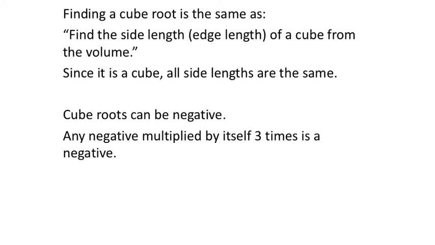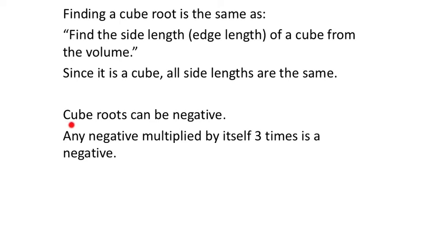So finding a cube root is the same as finding the side length or edge length of a cube if they give you the volume of that cube. Why would you have the volume without the side length? I don't know. Or why couldn't you just measure it? I don't know. But in math, that's the way we're looking at it. And that's what cube roots do. Okay, they give us the side length from the volume of a cube.